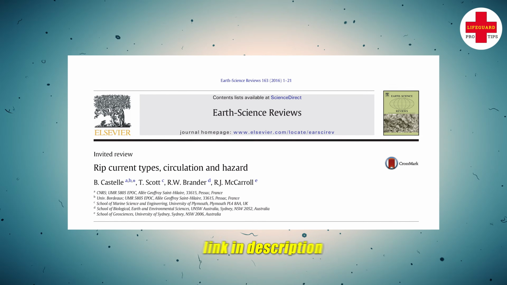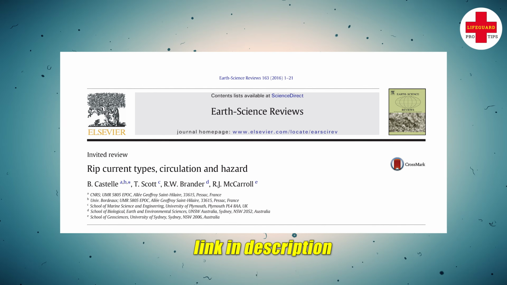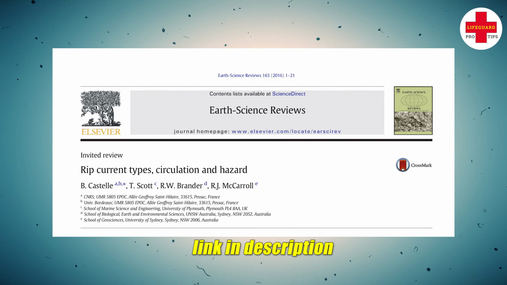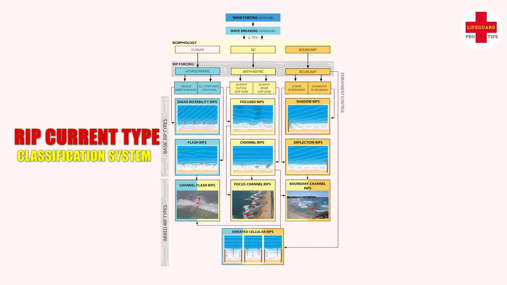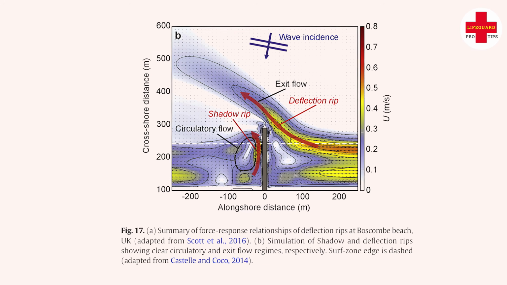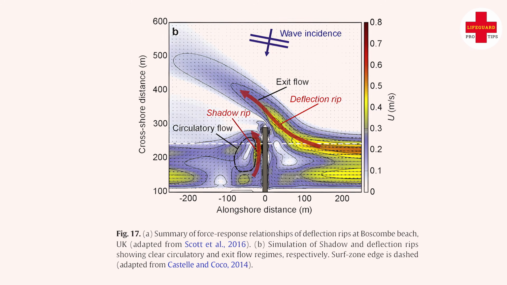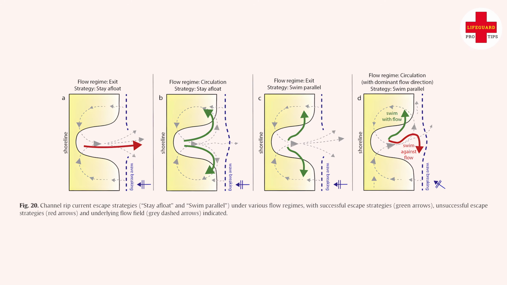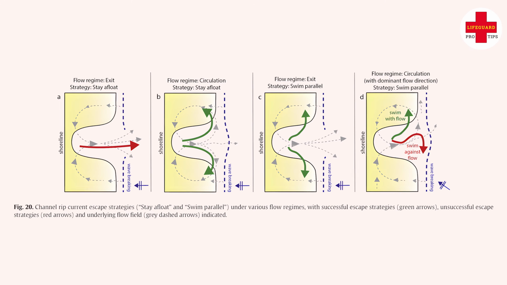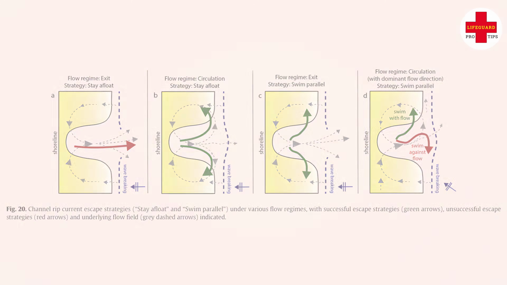In 2016, an international team of scientists conducted an in-depth study and developed a robust rip current type classification system. The study also provides valuable insights that can help us analyze the mechanics of these currents, understand how they form, and identify the best strategies to escape them, considering different flow regimes.